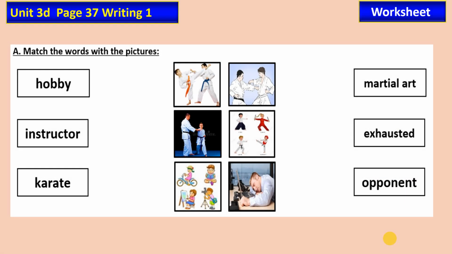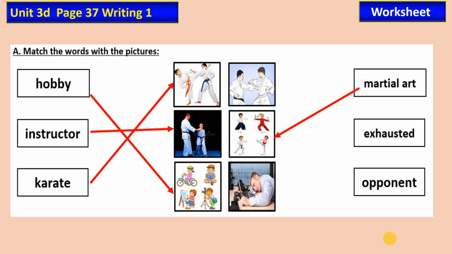Now just match the word with the picture. Pause the video now. Try to match each word with its picture, okay? Have a look at the first one, happy. What is the suitable one? That's right. Instructor. That's right. Karate, that's right. And martial art. This is the suitable picture for this one. And have a look at the man who is exhausted, that's right. And opponent means the one whom I fight against. That's right. Done with the vocab?